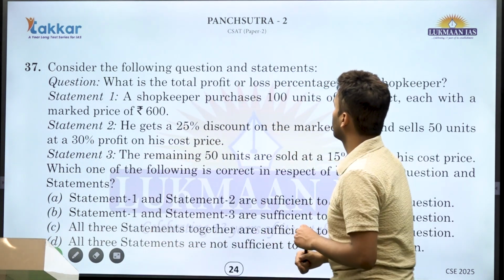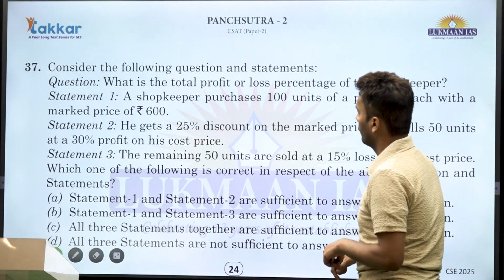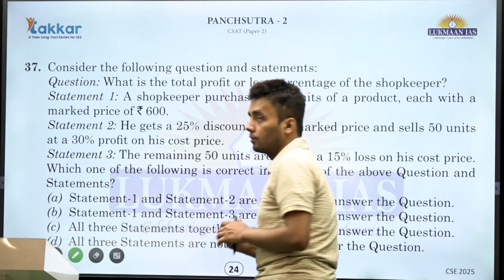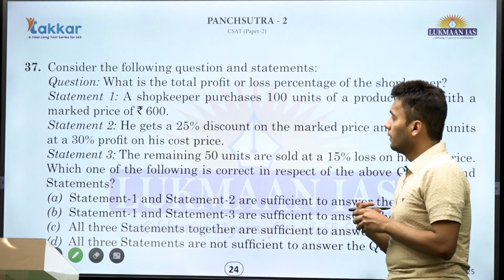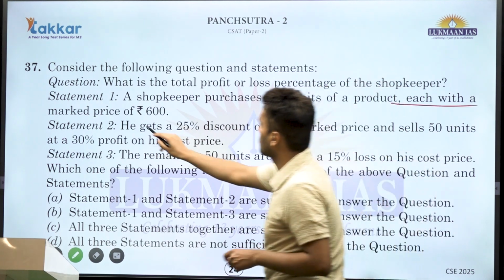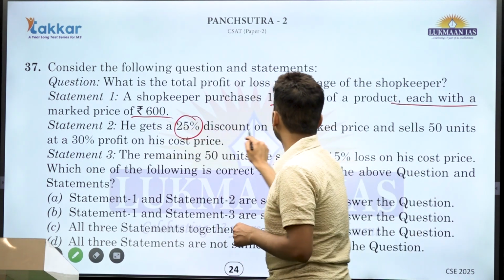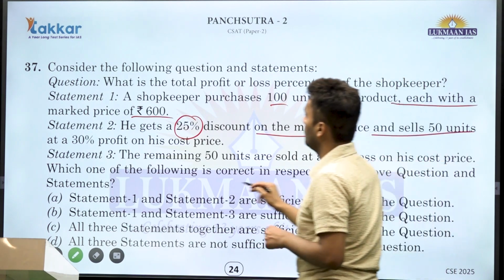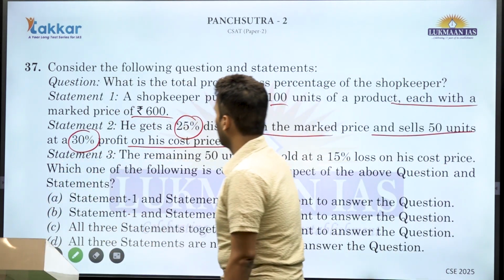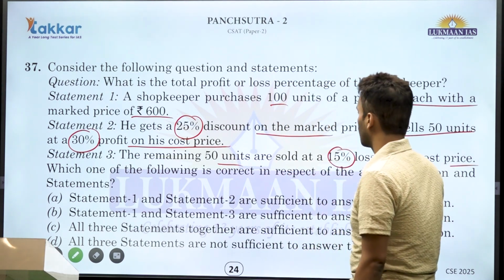Consider the following question and statements. What is the total profit or loss percentage of the shopkeeper? Okay, so this one requires a bit of calculation. Of 100 units, each with a marked price of 600. He gets a 25% discount on the marked price and sells 50% at a 30% profit. The remaining 50 units, 15% loss on cost price.